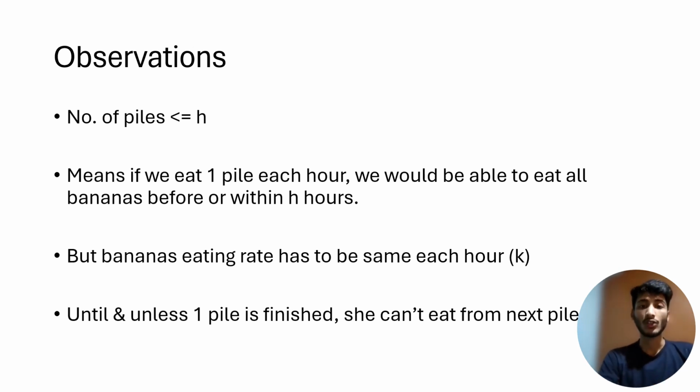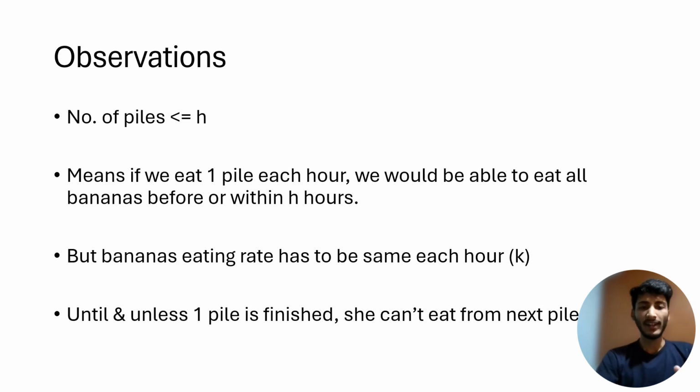But what is the question? The question is asking us to eat at a rate of k. What is the minimum number? If we eat at a rate of one banana per hour, h can be very less than the total sum. If the total bananas are 30 and h is only 8, I'm not eating within 8 hours, I'm taking 30 hours. So I have to find out k within 8 hours. I have to find out that value of k.